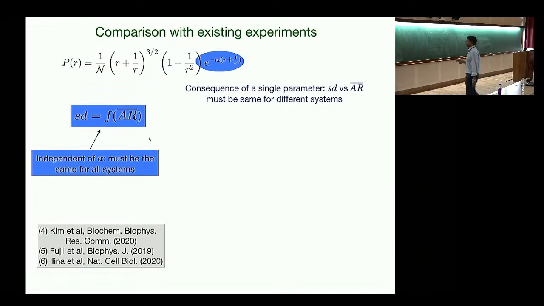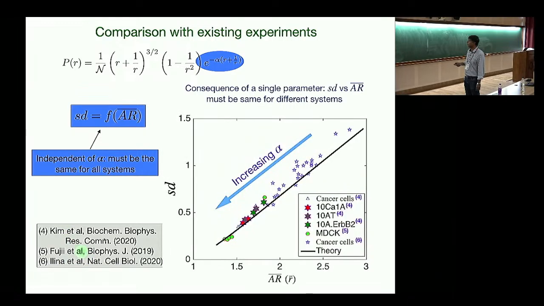Now, the other universal aspect of this theory is that if you plot the standard deviation as a function of the average aspect ratio, that should simply match. I mean, because there is no fitting parameter, and we have taken data from these three papers. And when we plot them, this line is the theoretical prediction, and we simply plot standard deviation as a function of the average aspect ratio, and it also agrees quite well.